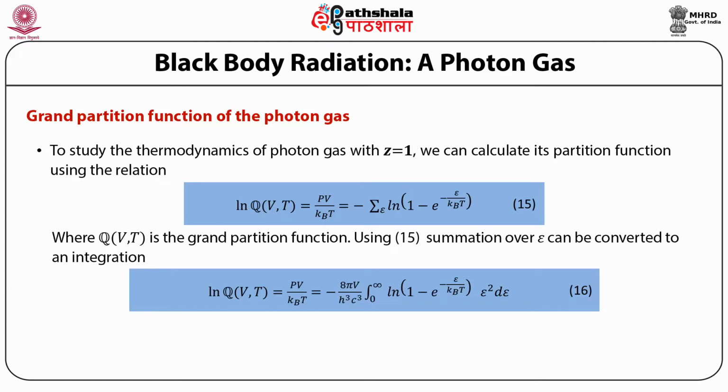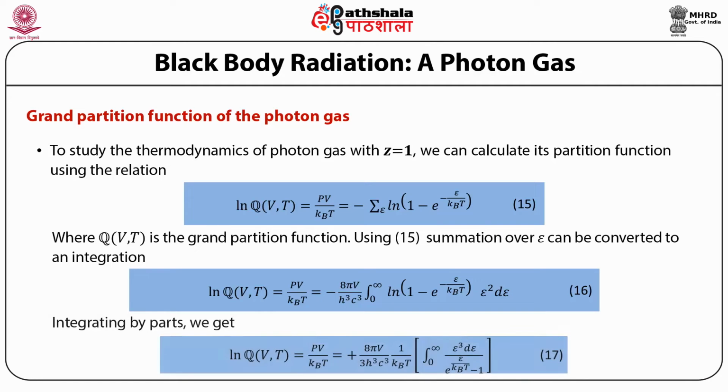Using 15, summation over epsilon can be converted into an integration, so that log of curly Q as a function of V and T is equal to PV upon kBT is equal to minus 8 pi V upon h cube c cube integral from 0 to infinity log of 1 minus e raised to power minus epsilon upon kBT epsilon square d epsilon. Integrating by parts, we get log of curly Q as a function of V and T is equal to PV upon kBT is equal to plus 8 pi V upon 3 h cube c cube 1 upon kBT integral from 0 to infinity epsilon cube upon e raised to power epsilon by kBT minus 1 d epsilon.